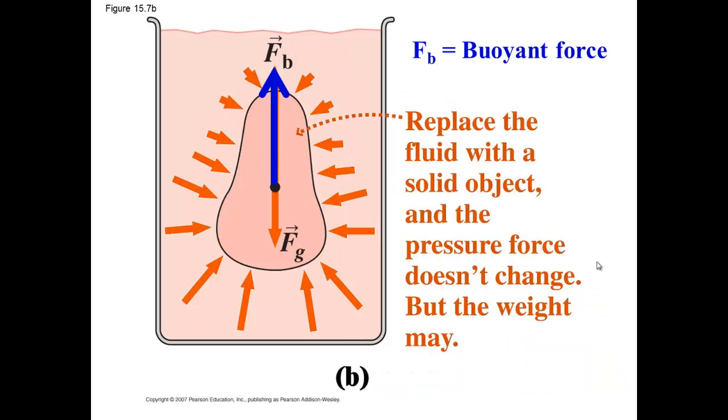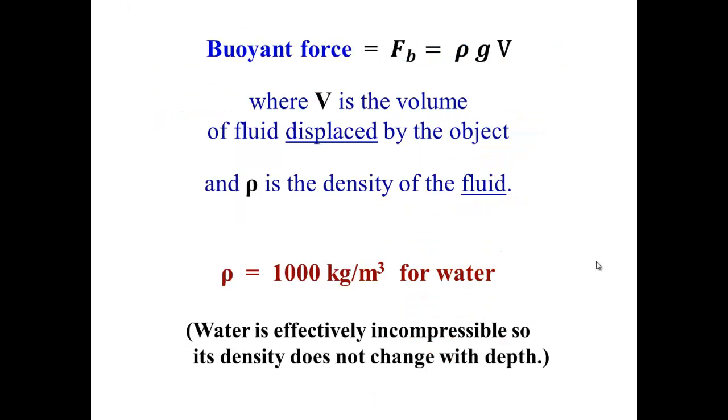As this picture shows, the force on the bottom of the object is bigger than the forces on the top, and when they sum up, they add up to the buoyant force that holds the object up. That buoyant force is equal to the density of the fluid, not the object, times the acceleration of gravity times the volume of the fluid displaced by the object. That would be the volume of the object if it's submerged, but just the displaced volume if it's floating.